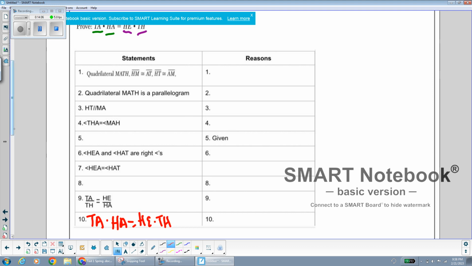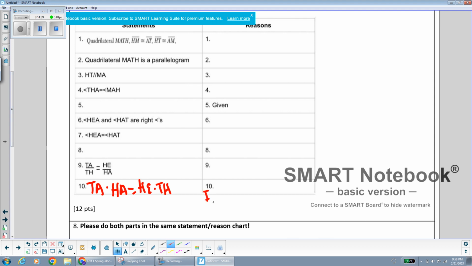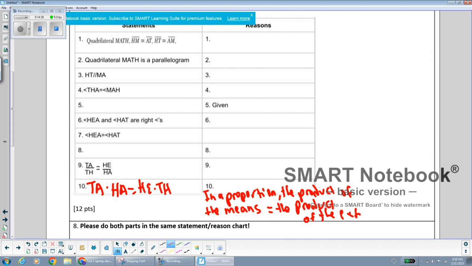And it's always the same reason anytime we're proving a product. In a proportion, the product of the means equals the product of the extremes. Remember, that's how we justify cross multiplication. So before we can prove a product, first we need to prove a proportion, just like the reason says, in a proportion. So we need to prove a proportion, which is step number 9.